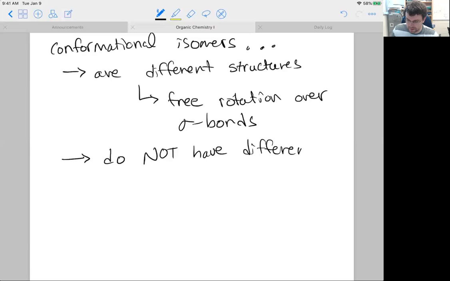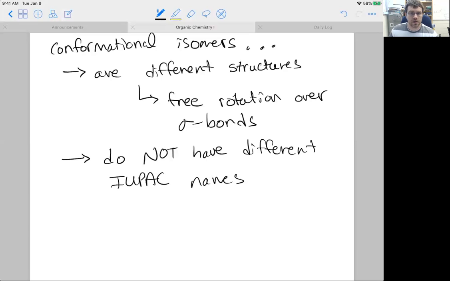Sometimes we add qualifiers to them, and we'll look at that at the end of the module in something called Syn, Anti, and Gauche. Don't worry about those words now. But sometimes we add qualifiers to designate or characterize each of the conformations, but in terms of IUPAC names, they do not have different IUPAC names.